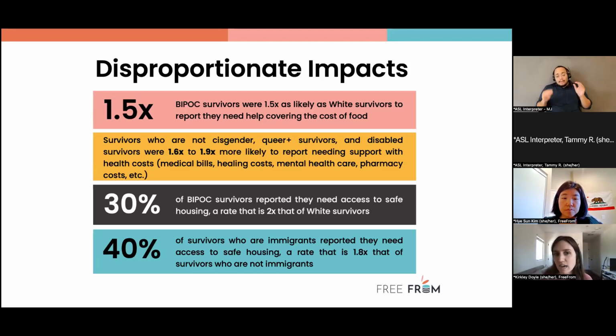But one stat I wanted to highlight for everyone here today is that the survivors in our sample who were not cisgender, who were queer and disabled reported they were 1.6 to 1.9 times more likely to report needing support with health costs, for example. So we saw a lot of disproportionate impacts. I wanted to just highlight a couple of those.